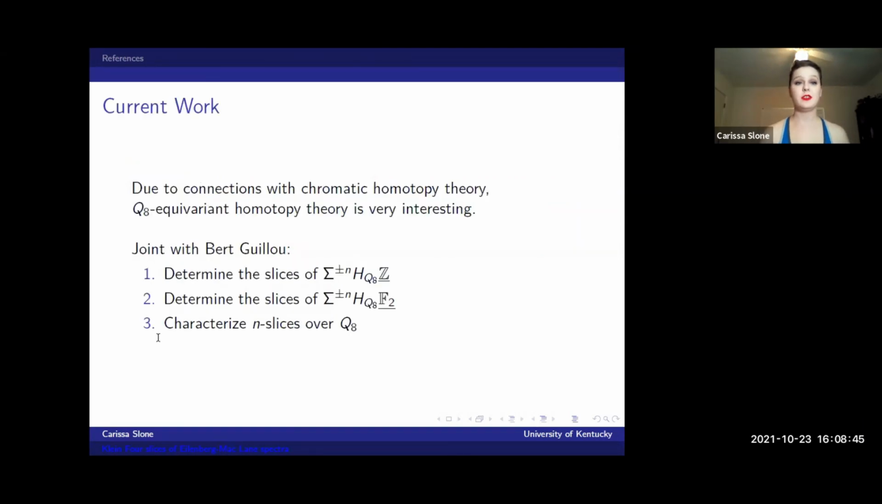My current work has to do with Q8 equivariant homotopy theory, where Q8 is the quaternion group. This work is joint with Bert Yu. First, we're looking at the slices of sigma plus or minus n HQ8 Z, and then we want to replace Z with F2. And finally, we really want to characterize the n slices over Q8.